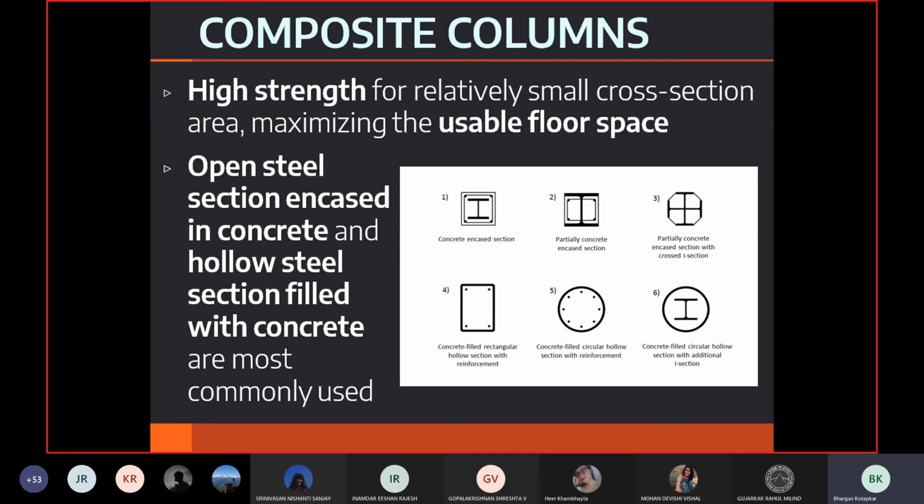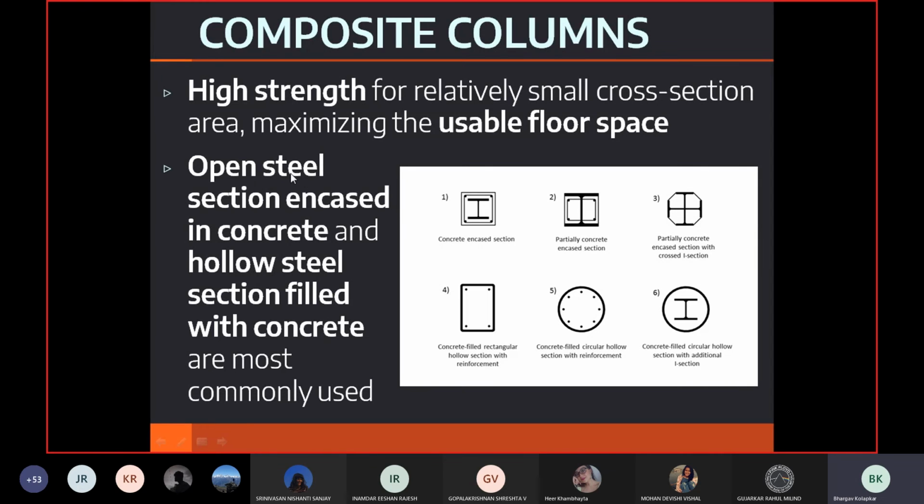You will see that such a type of system is more preferred in commercial establishments. It may be malls, or wherever you require maximum usable floor space, because especially in commercial establishments, the cost per square feet is very high. So if you can really work on reducing the size of the column, then you basically are making a lot of money for the client. So naturally, they're preferred in commercial establishments like offices, shops, malls, and so on.